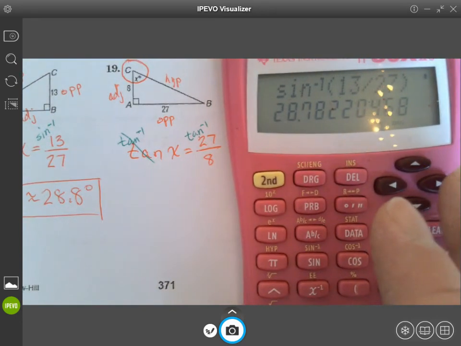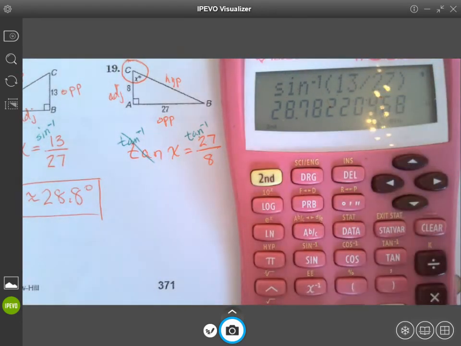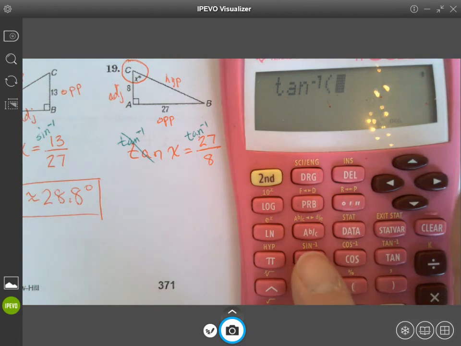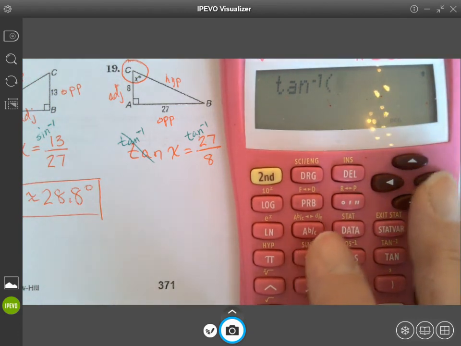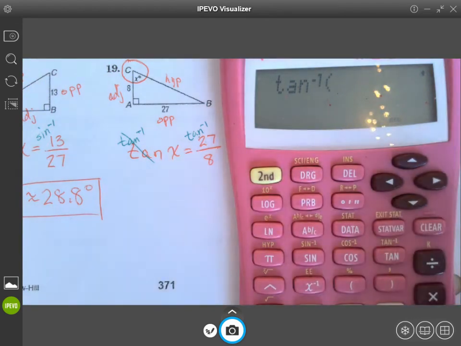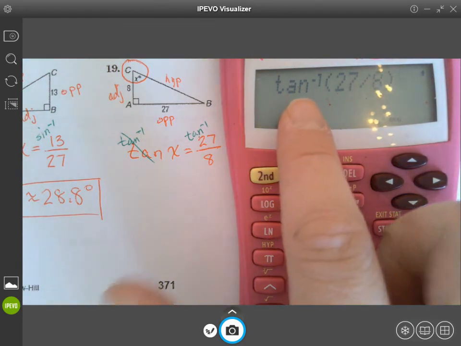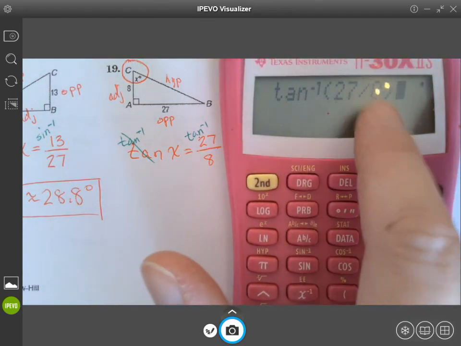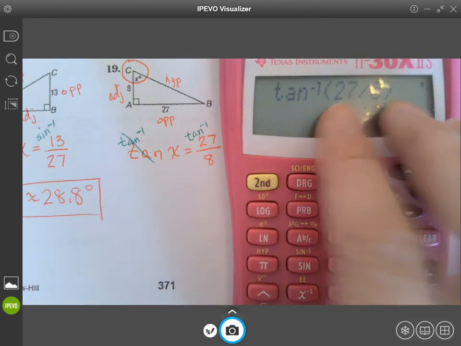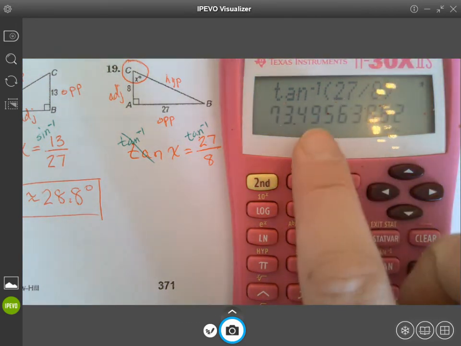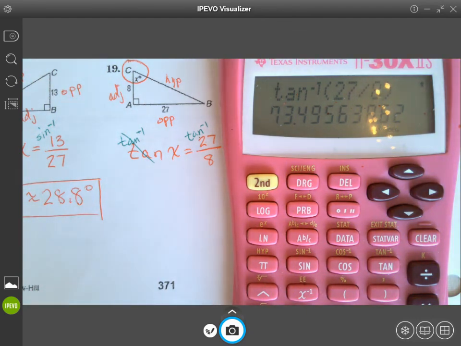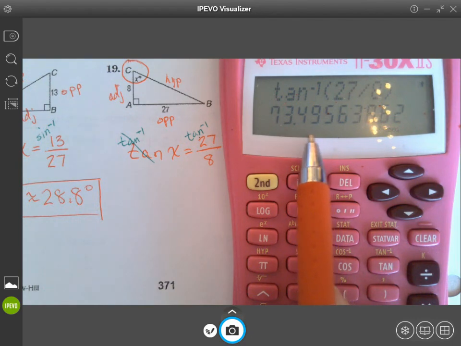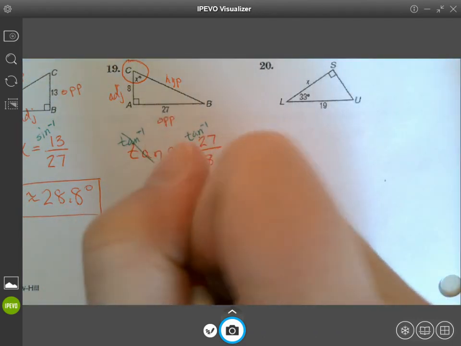I said I'd set it up, but I'm doing the whole thing with you. So second function, either your PRB key to get you trig, and arrow way over. This would be the 6th option. Hit enter, put in a fraction bar or parentheses. Now, if your calculator, and I had a student whose calculator does not put parentheses here, they cannot use division. They'd have to put their own parentheses. So you have to be careful. It should be in parentheses. What will we round that to? 73 point what? Nearest tenth. 73.5. Yep. All right.